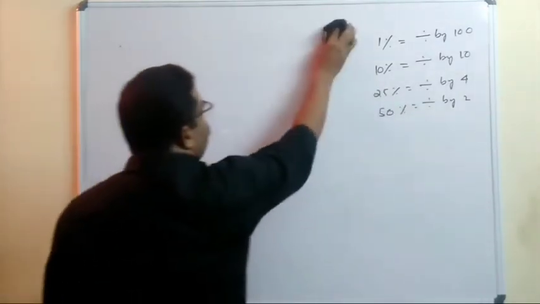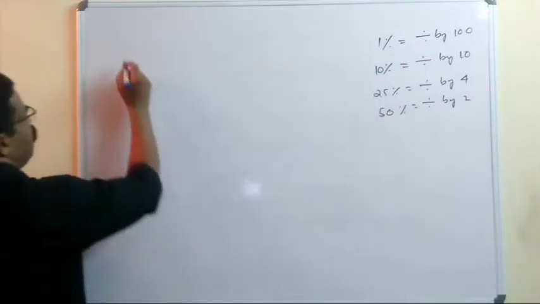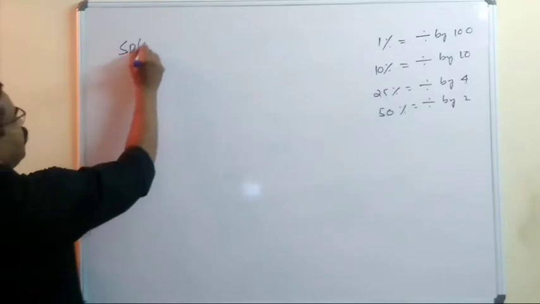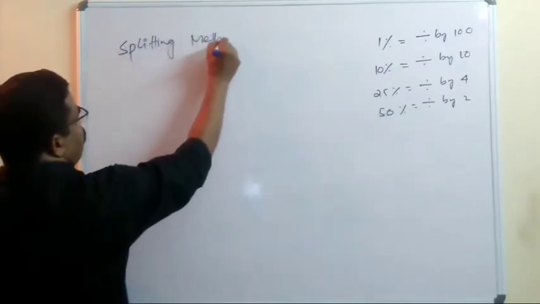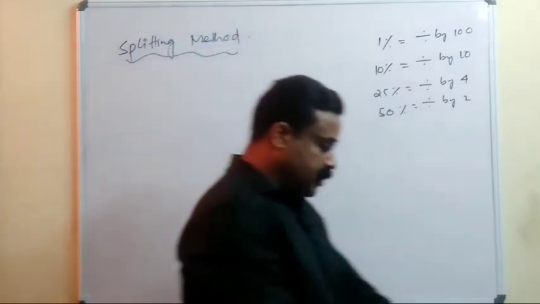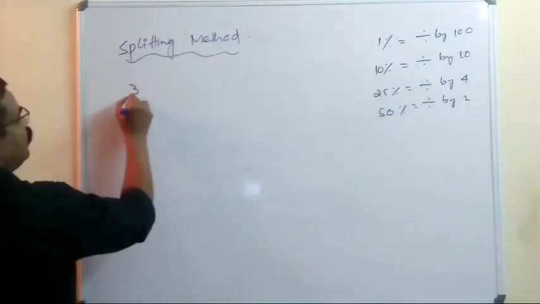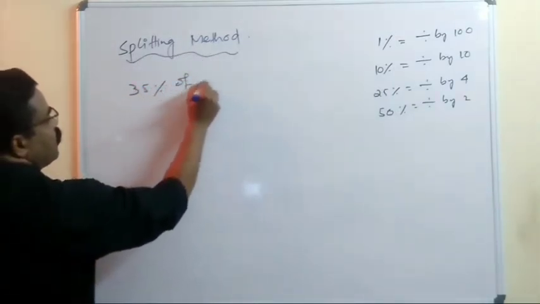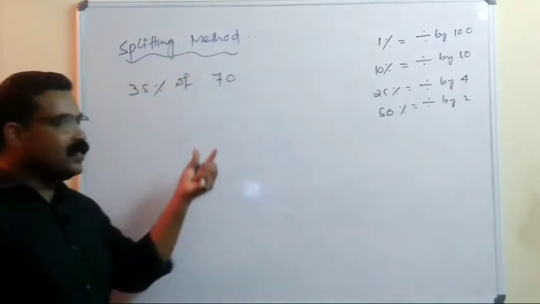Next is the splitting method, splitting and finding out the percentage. So we have some questions on the splitting method. For example, I want to find out 35% of 70. So what does the splitting method say?